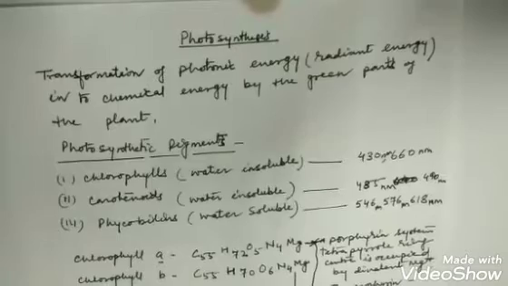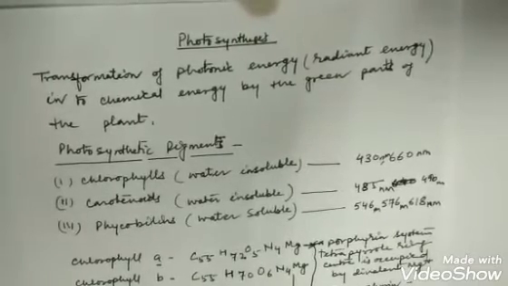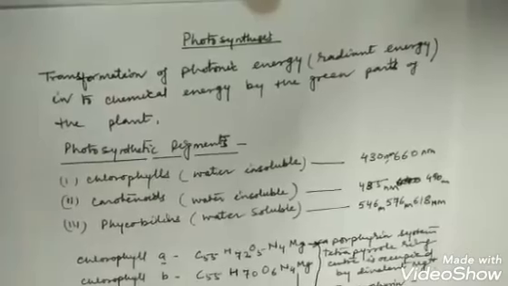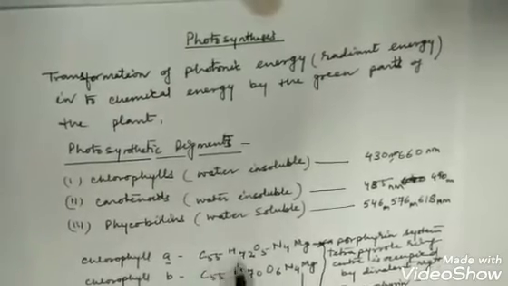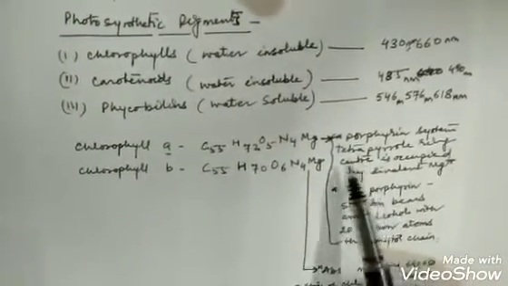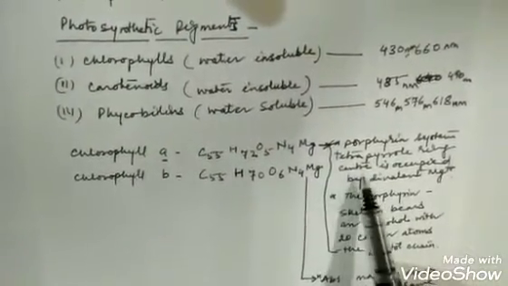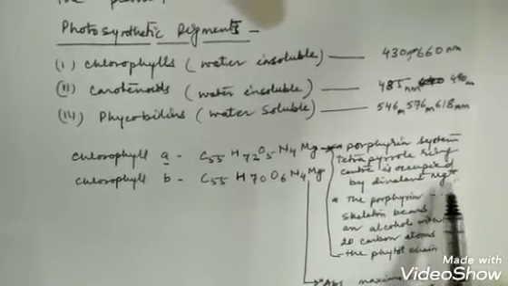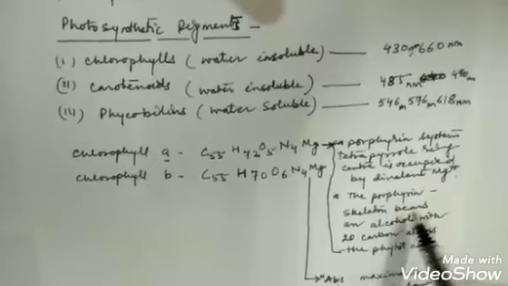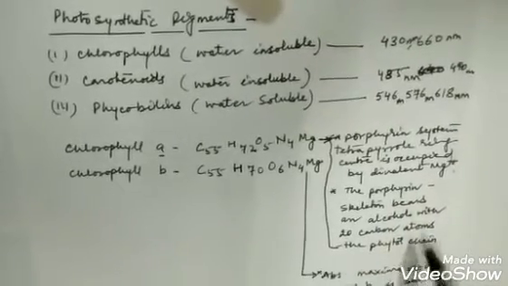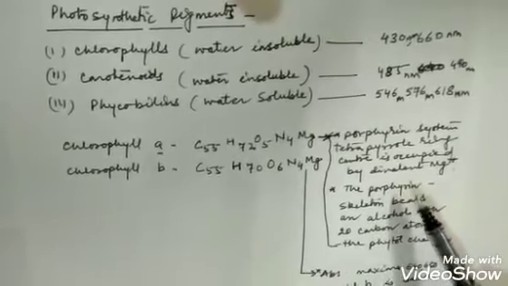The chlorophyll A molecule, which is the universal pigment and found in all green plants, has the empirical formula C55H72O5N4Mg, and it is a porphyrin system containing a tetrapyrrole ring, and the center of this tetrapyrrole ring is occupied by divalent magnesium ion. The porphyrin skeleton bears an alcohol with 20 carbon atoms, the phytol chain. This is the basic structure of chlorophyll A molecule.